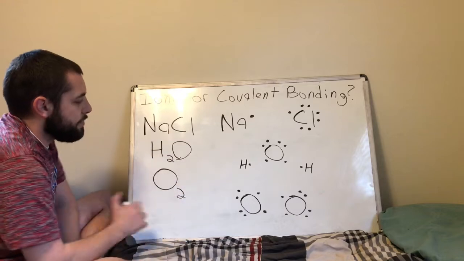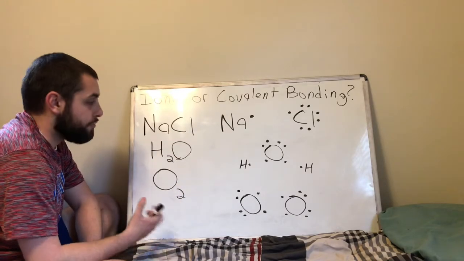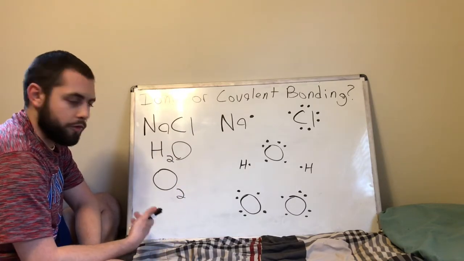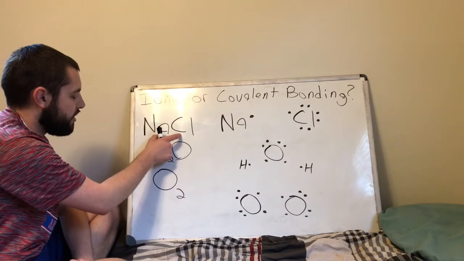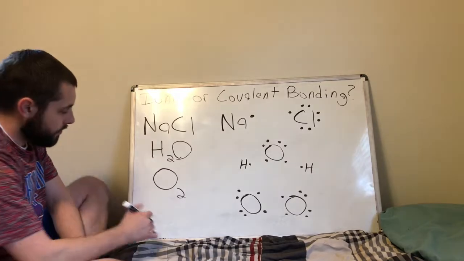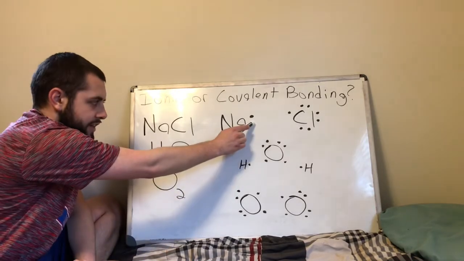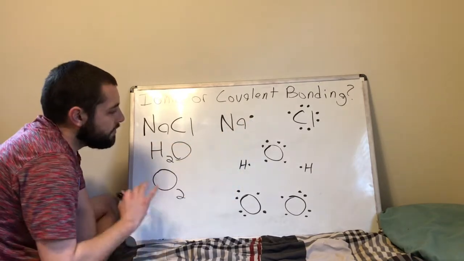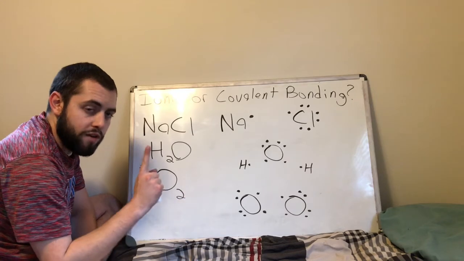So, 3 examples that we've got here of different bonds that we might see form. We'll start with our salt example here, sodium chloride. Now sodium has 1 valence electron. All of the alkali metals only have 1 valence electron.